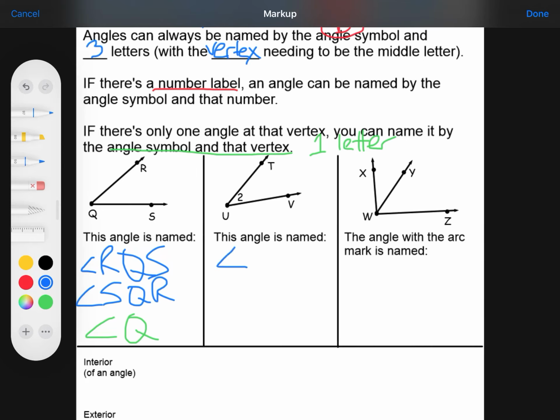This next angle here, which letter is the vertex, T, U, or V? You look at the letters, and you see the picture, and you see where the two rays touch each other. They touch each other at U, so U has to be the middle letter. It doesn't matter whether it's TUV or VUT, they're both equally good. There's a number in this picture. It's not how many degrees it is. We'll talk about what degrees of angles are soon. It's just a number. We can call it angle 2. And then, because there's only one angle at U, you can call it angle U. This angle in the middle has four possible names. All four of those names are equally good.